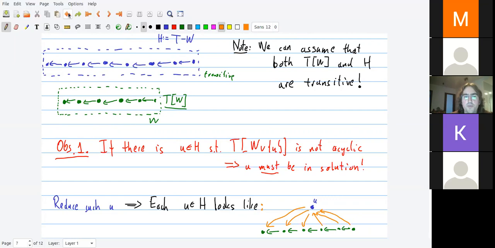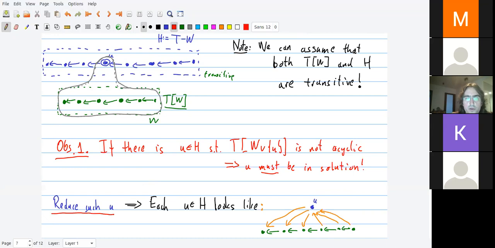Imagine that for some vertex here, say U, we had the situation that if we added U to W, then this tournament here would not be transitive. Then of course I can assume that U must be in my solution, right? Because if U was not in the solution, then I cannot remove anything from W. So if there is a directed triangle looking like that, then I would not be able to make a transitive tournament. So such U must be in the solution, and therefore we can reduce such U's.